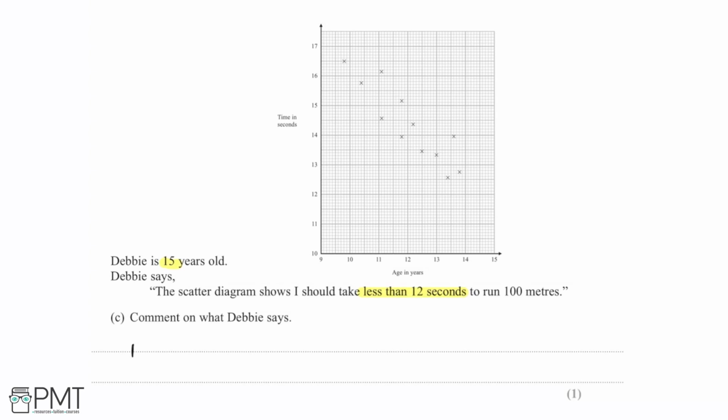So I'm just going to say here that the point would be outside of the original range of the scatter diagram that we have above.